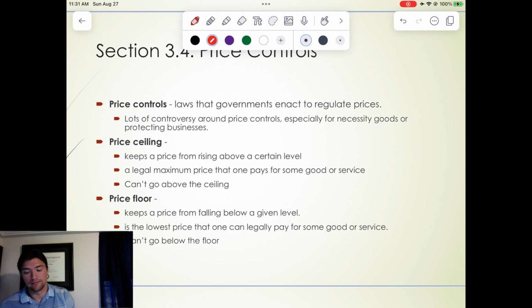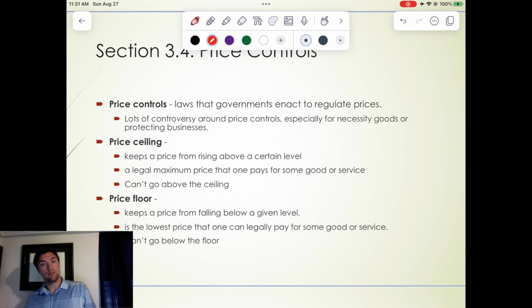What is a price floor? A price floor keeps a price from falling below a certain level. It is the lowest price that one can legally pay for some good or service. So you can't go below the floor. And that's right, because look at where I'm standing. I'm standing on the floor. I'm not falling through it. Okay? I'm standing on the floor. So I can't go below the floor. That's the idea behind the price floor, that you just can't do a price below it.